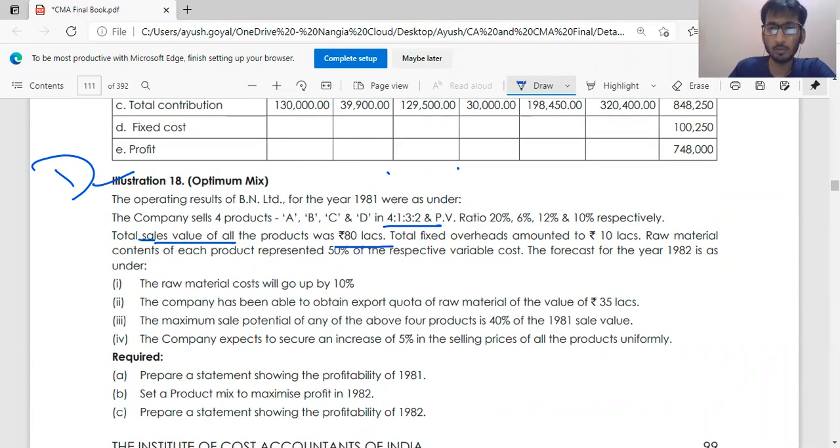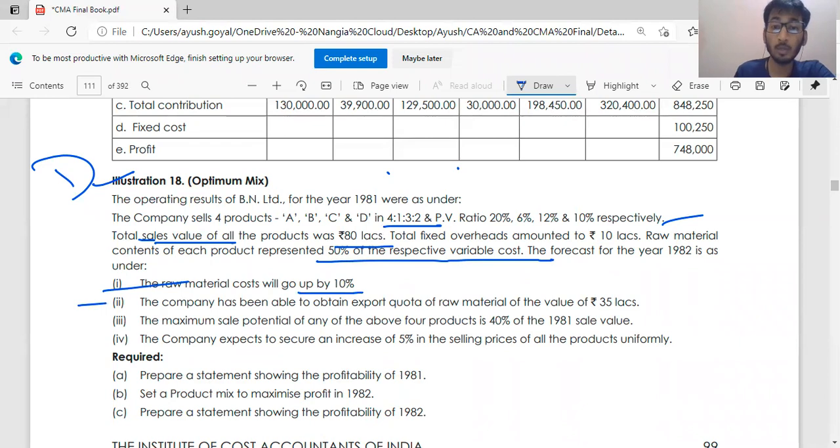PV ratio is given to us: 20%, 6%, 12%, and 10%. Now the fixed overhead is given to us, which is 10 lakh. The raw material content of each product represents 50% of the respective variable cost. Nothing else is given about raw material, but the question says it would be 50% of the variable cost. The forecast for the year 1982 is as under. The raw material cost is given to us as 10%.